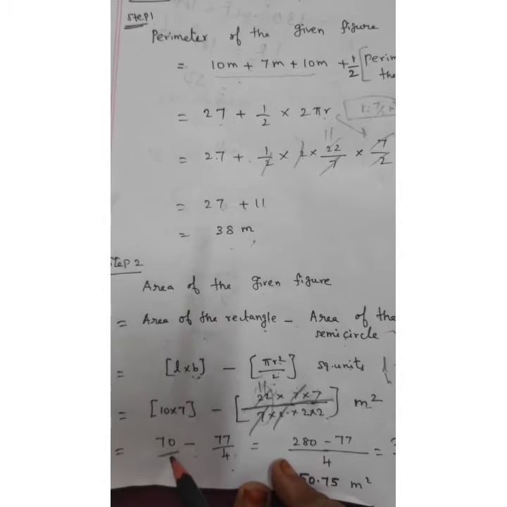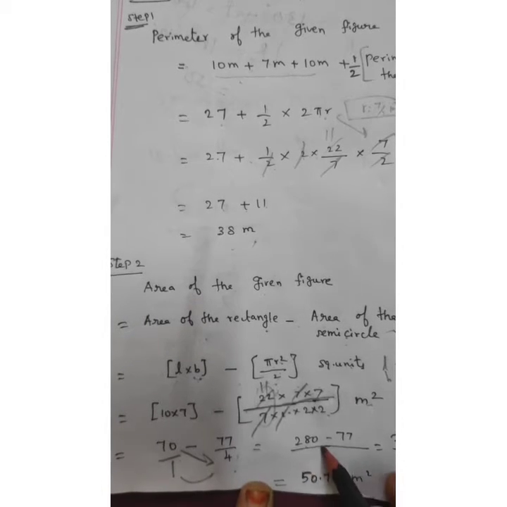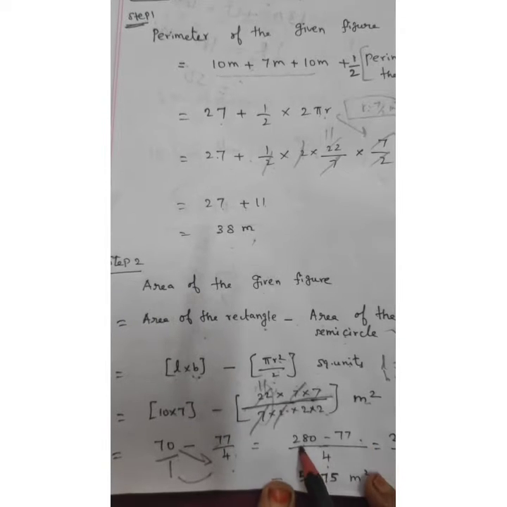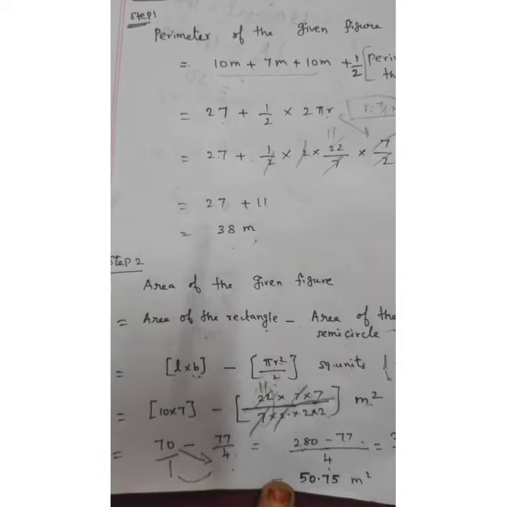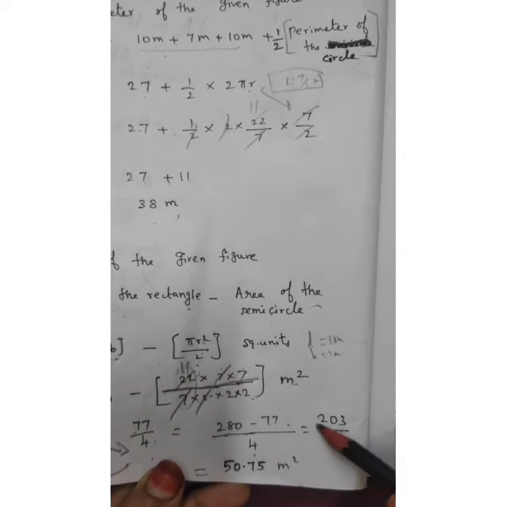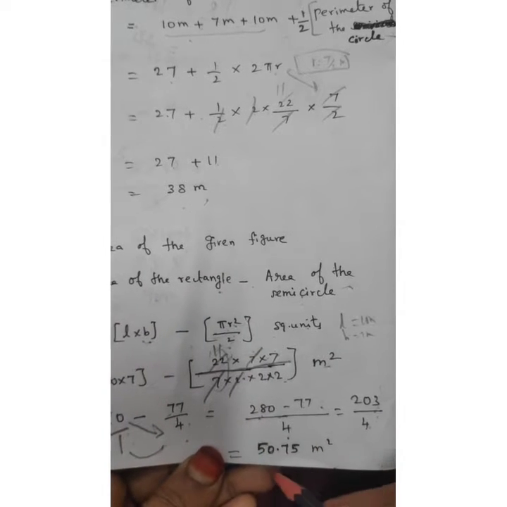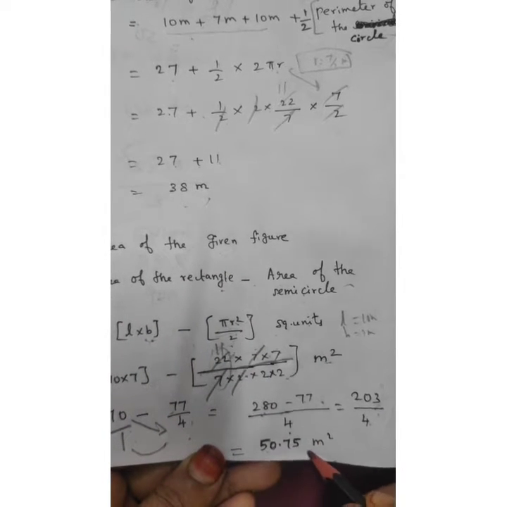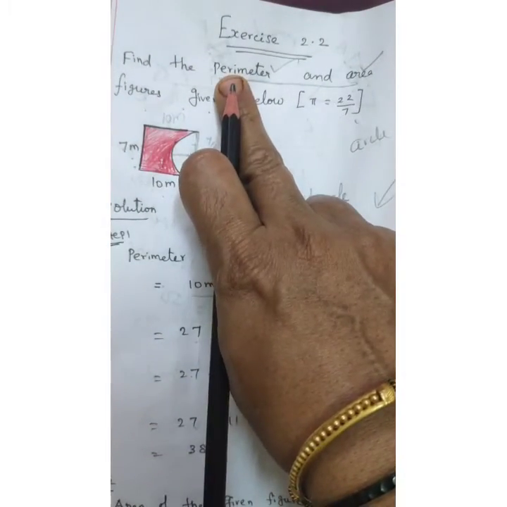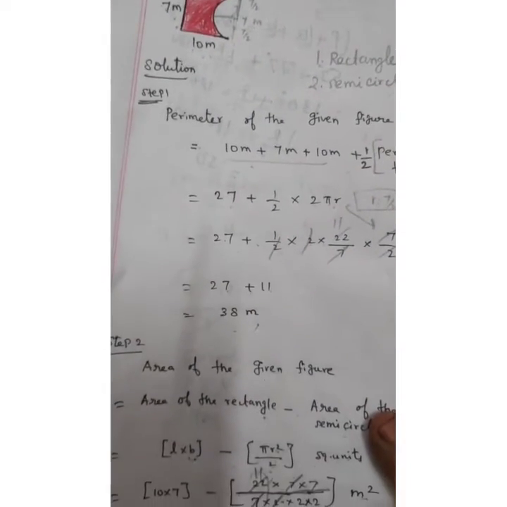Do the cross multiplication. 1 into 4 is 4, and 4 into 70 equals 280. 1 into 77 equals 77. So 280 minus 77 equals 203, so 203/4. Dividing, the answer is 50.75 square meters. So this sum has two parts: we want to find the perimeter and also the area, step 1 and step 2.